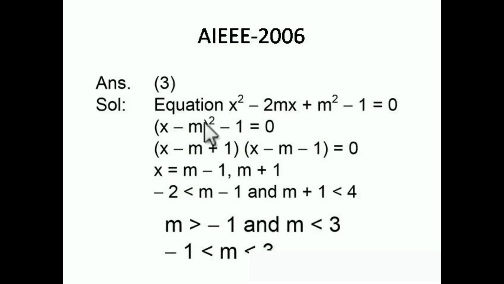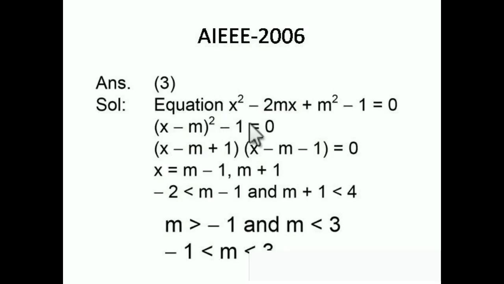All the values of m for which both the roots of the equation x square minus 2mx plus m square minus 1 equal to 0 are greater than minus 2 but less than 4 lie in the interval. So we have to find the values of m for which the roots of this equation lie between -2 and 4. Now x square minus 2mx plus m square minus 1 is a whole square expression, so I write the equation as (x - m) whole square minus 1.